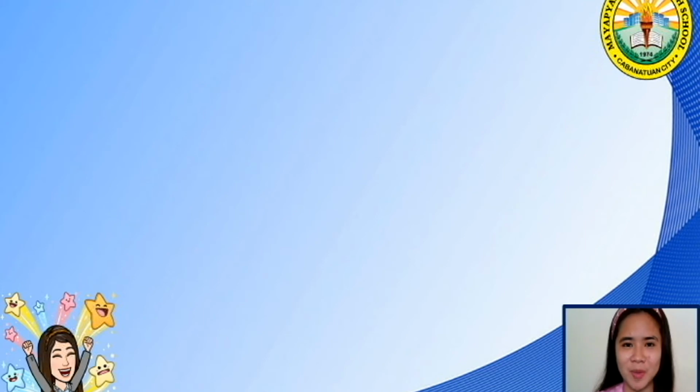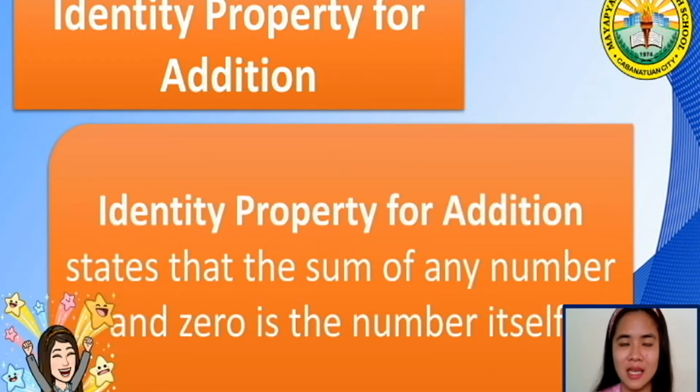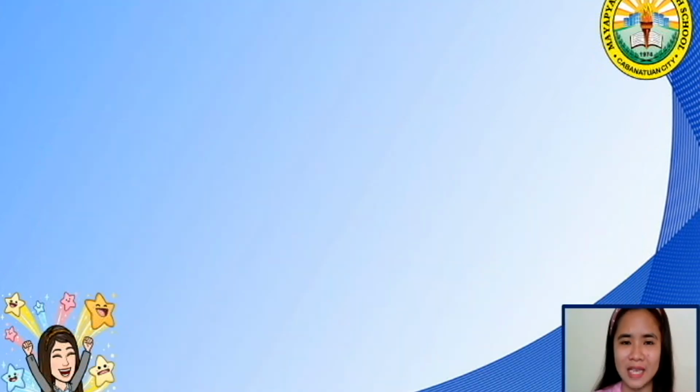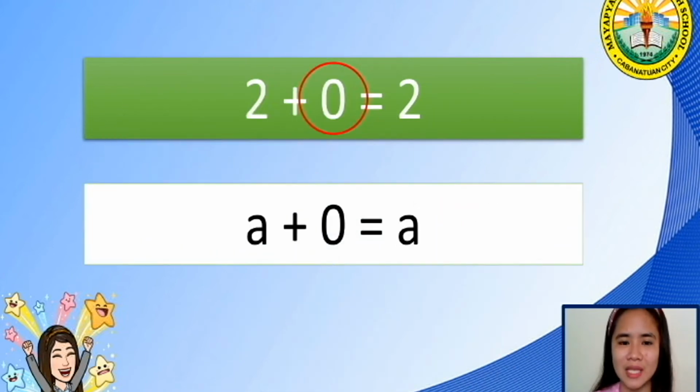Another property of operations on integers is the identity property for addition. This property states that the sum of any number and 0 is the number itself. Let us have an example. 2 plus 0 is equal to 2, because any number added to 0, the answer is the number itself. The same goes with a plus 0 is equal to a.